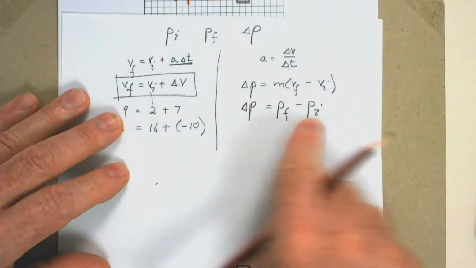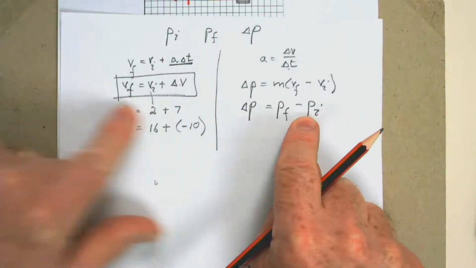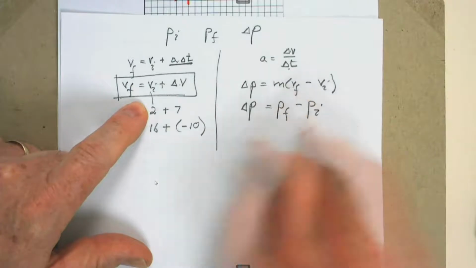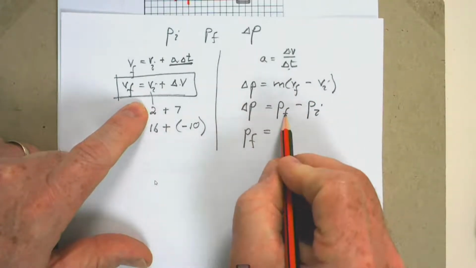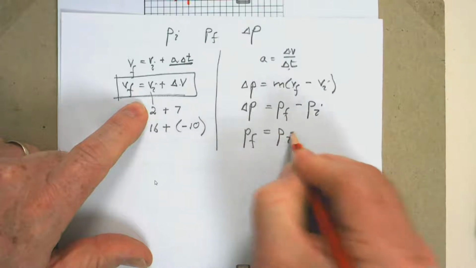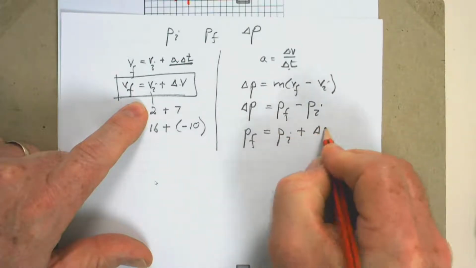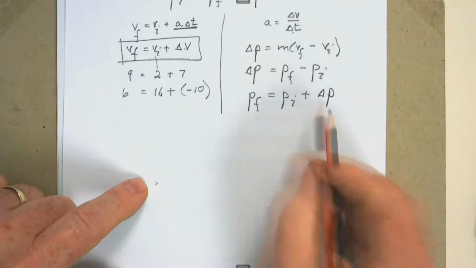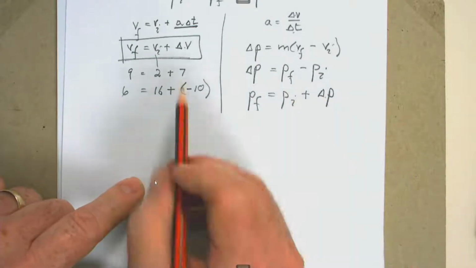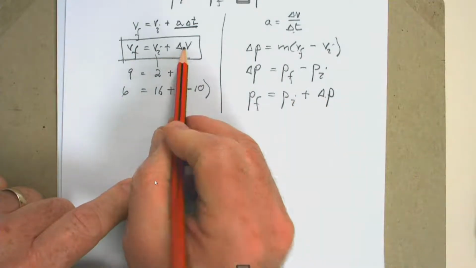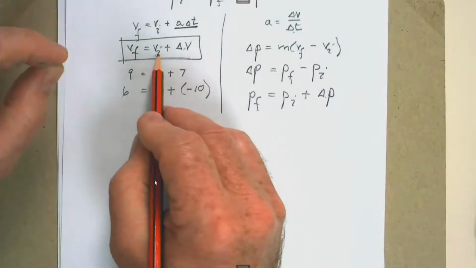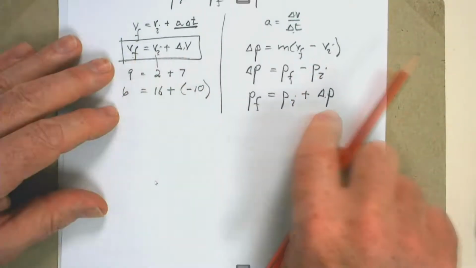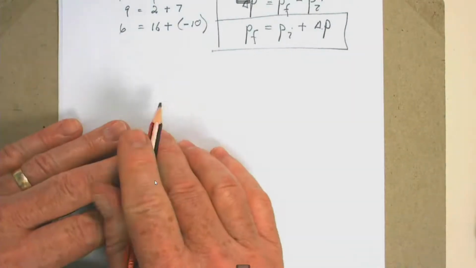But this thing is not yet written as additions of vectors. So if I rearrange it slightly, I can come up with this. The final momentum is equal to the initial momentum plus the change in momentum. And it doesn't matter whether the change is positive or negative, like it doesn't matter whether the change in velocity is positive or negative. If you add change in velocity to your initial velocity, you get your final velocity, and the same with this one. And there you have something very valuable.